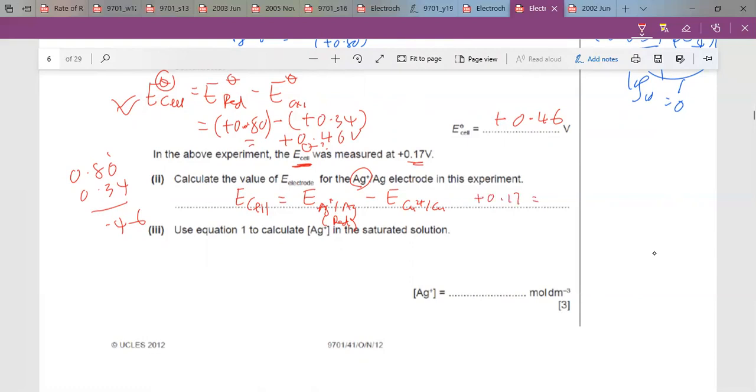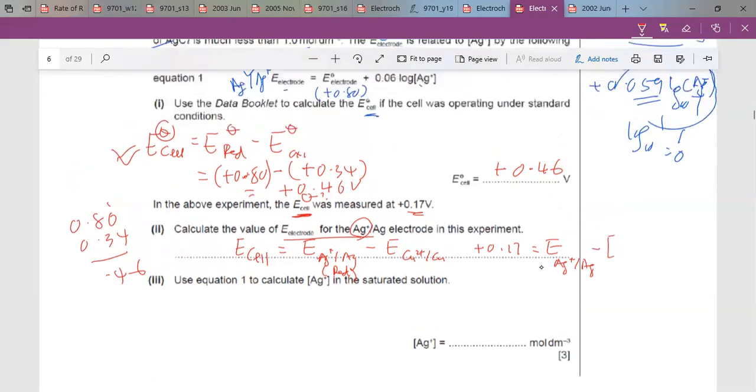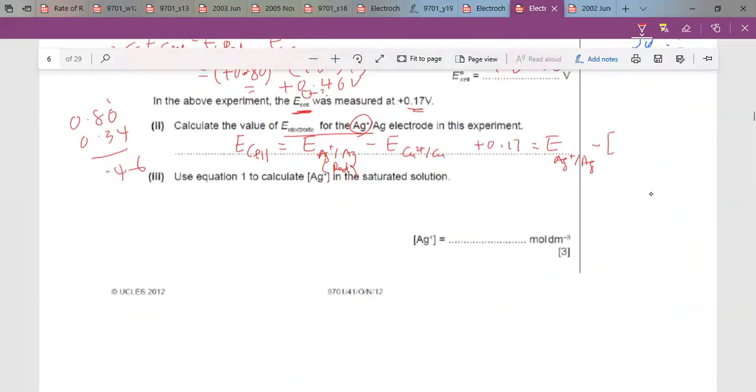Equals to, this one you don't know, so say E, this E is for your silver plus silver, minus your copper. How much is copper? It's still the same, because you didn't change copper. Copper is positive 0.34. So this is a maths problem. E for silver, Ag plus, equals plus 0.17, bring over positive 0.34, so it's 0.51. So it has gone down from 0.80 to here now.